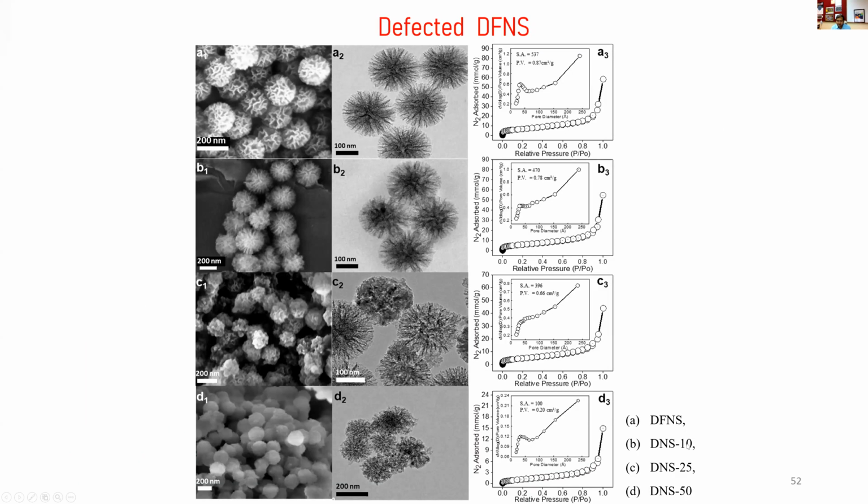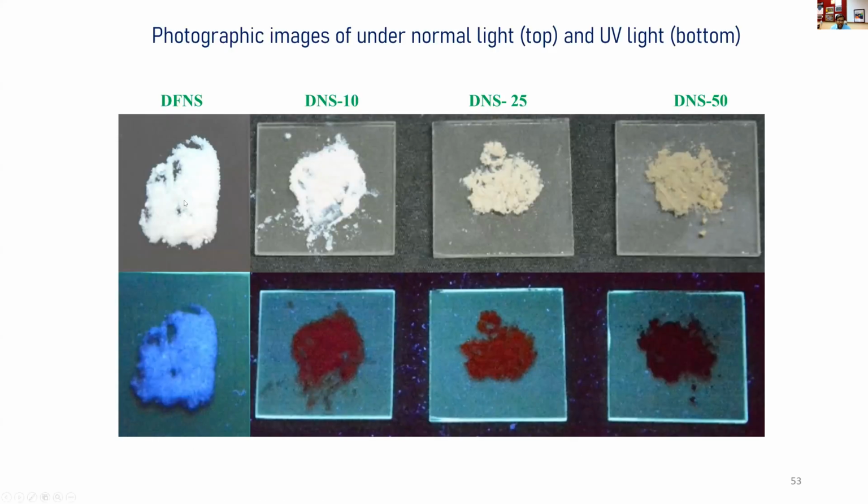We used 10 weight percent magnesium, 25 weight percent magnesium, and 50 weight percent magnesium to tune the defect concentration and their types. And this is how the samples look. Silica is white in visible light, blue in UV light. And you see now they change color by treatment with 10, 25, and 50 weight percent magnesium, indicating at least qualitatively that different defects are found.